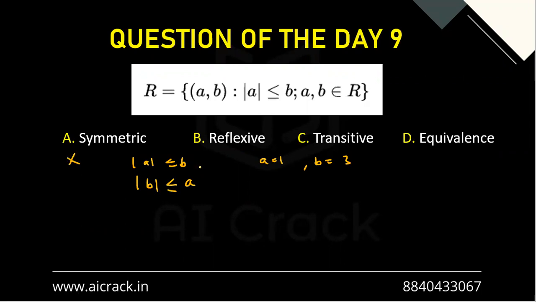We just have to find just one case for which this particular relation doesn't hold. And we have found that case. So that is why it's not symmetric.